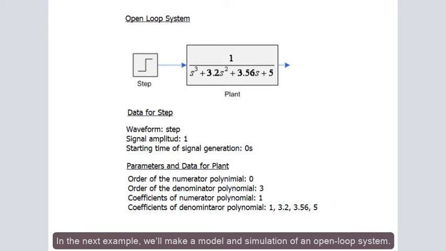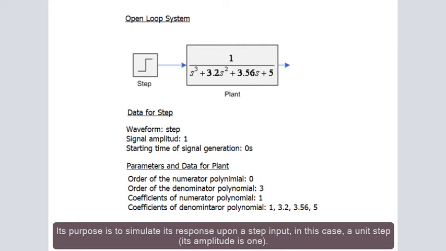In the next example, we'll make a model and simulation of an open-loop system. This is a linear third-order system expressed by its transfer function. Its purpose is to simulate its response upon a step input. In this case, a unit step. Its amplitude is 1.